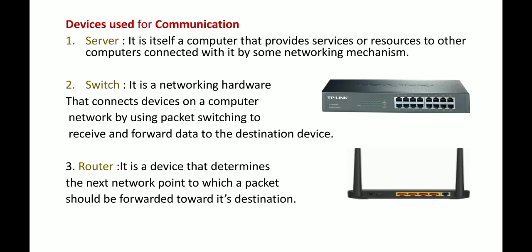And then the second one is switch. A switch is networking hardware that connects devices on a computer network by using packet switching to receive and forward data to the destination device. And then the third one is router. A router is a device that determines the next network point to which a packet should be forwarded toward its destination.